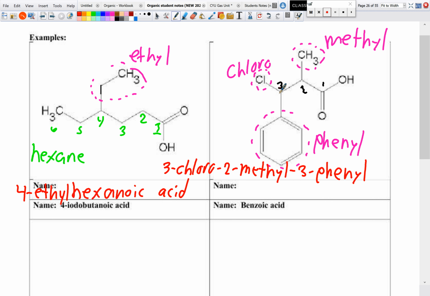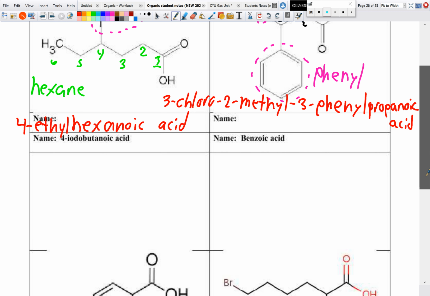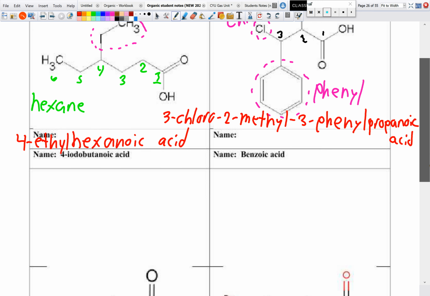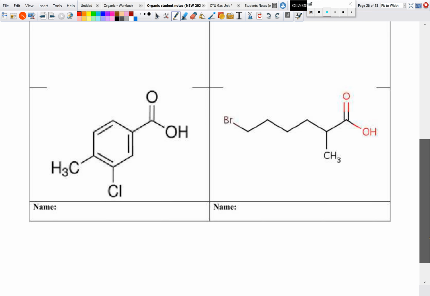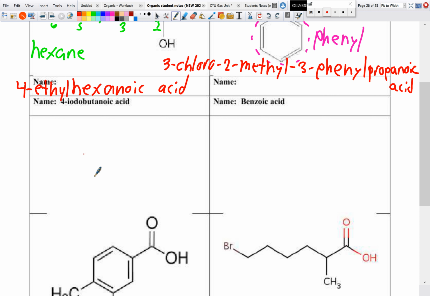Now our longest continuous hydrocarbon chain is only 3, so normally it'd be propane, but we drop the E and add oic acid, so we get propanoic acid. And that is its name. So 3 chloro, 2 methyl, 3 phenyl, propanoic acid. Alright, so we do have a few other ones here, so practice some drawing and then of course practice some naming. So I'd like you guys to draw these here on your own, see if you can get them, and I'm going to put the answers up in 3 seconds.